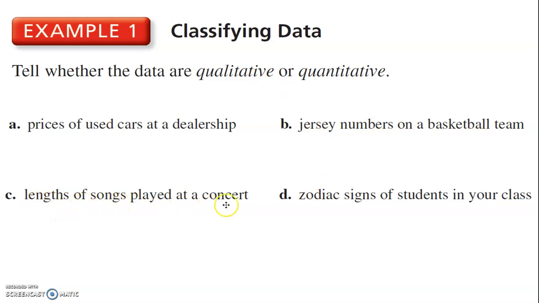Lengths of songs played at a concert. That makes sense if I told you, yeah, the average song they played at that concert was about 3.5 minutes. So that would make sense to find an average. Zodiac signs of students in your class, that one's easy. That is qualitative. So we've got quantitative, qualitative, quantitative, and qualitative.